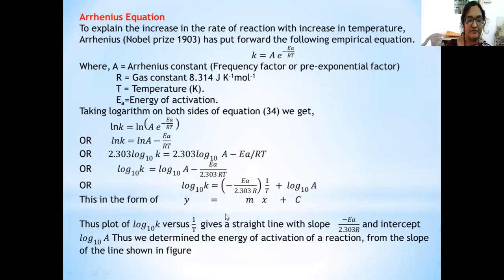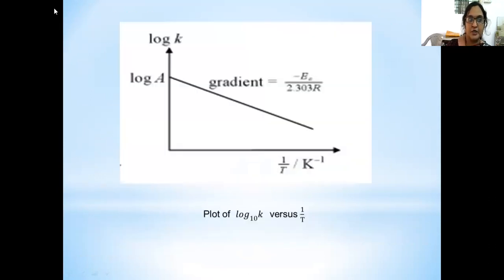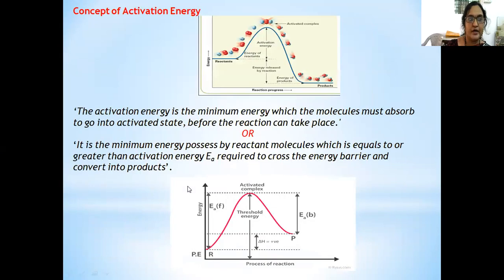In the logarithmic form, we get log k = log A - Ea/(2.303 RT). We have already discussed this equation. And the graph is between log k and 1/T. This is an equation in the form of y = mx + c, so when we plot a graph of log k versus 1/T, the slope has the value -Ea/(2.303 R), and the intercept is log A.